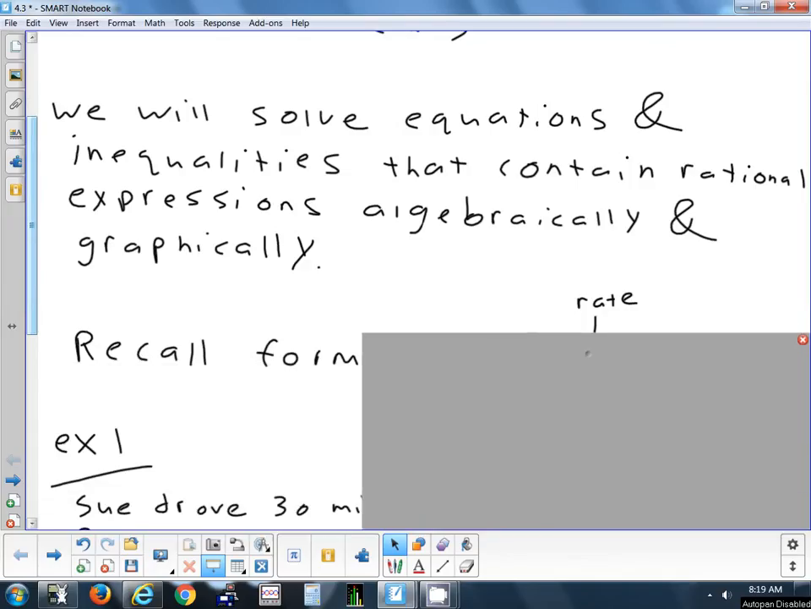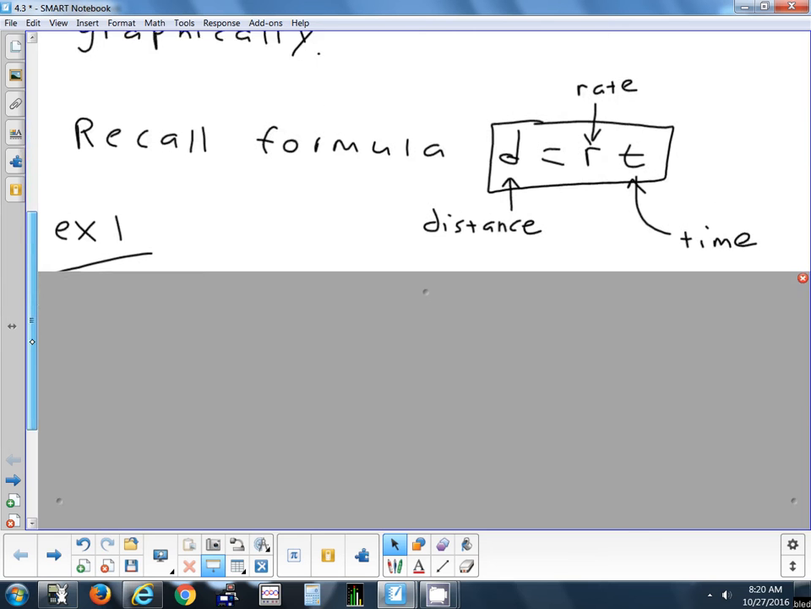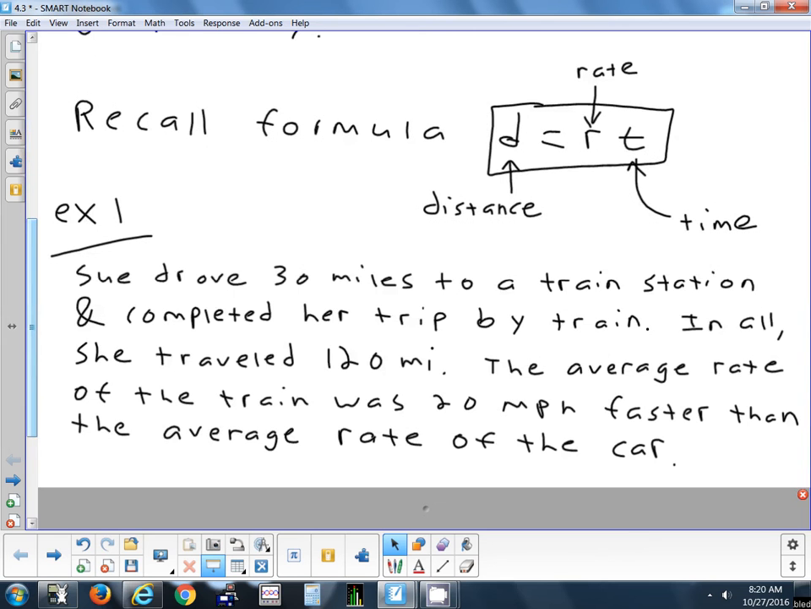All right, so the problem we're going to look at in example 1 involves the distance formula. Does anybody remember what the distance formula is? It has three letters in it. It starts out D equals, distance equals, there's two other letters. It's rate and time. Rate, and what do you do with the rate and the time? You multiply them, yep. So distance equals rate times time. All right, so that's our distance formula, and we're going to use that in example 1.